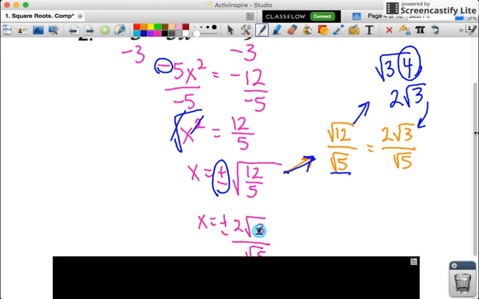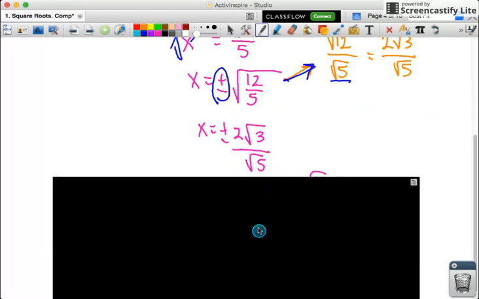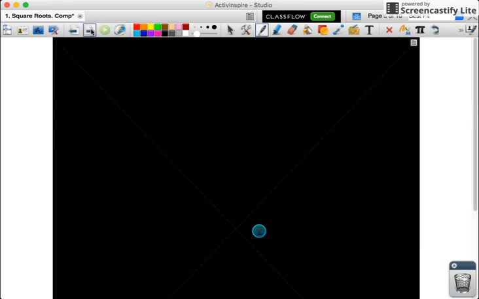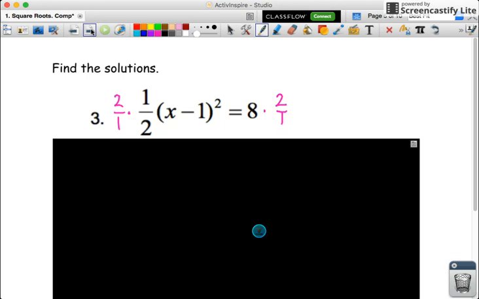So my two solutions are going to be a plus 2 square roots of 3 over the square root of 5 and a negative 2 square roots of 3 over the square root of 5. So let's try another one. What about something like this?